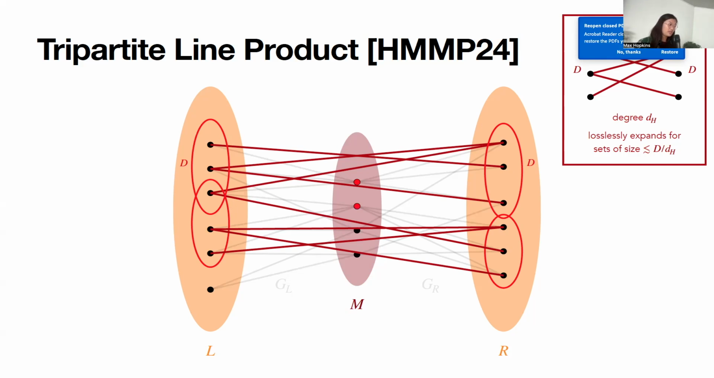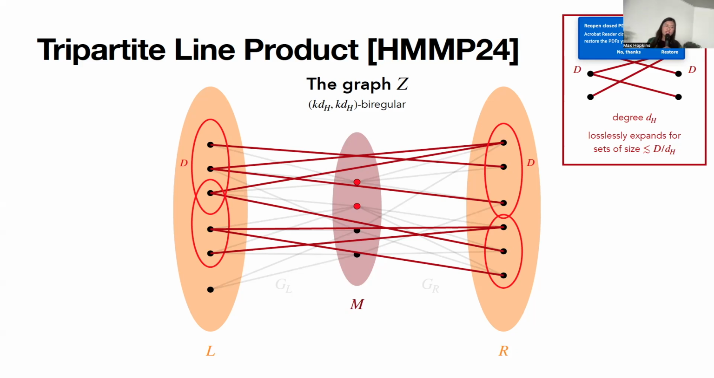The final graph we're going to get is going to be the graph with left side L, right side R, and then all the red edges. We're dropping M and G_L and G_R. It's just all the red stuff and then L and R.